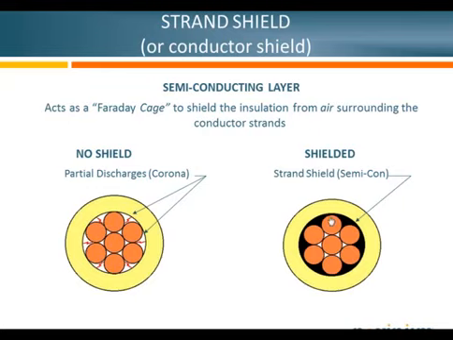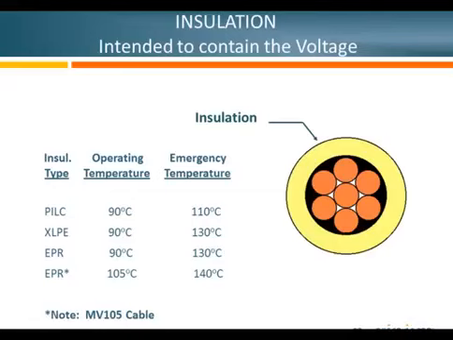So what the strand shielding does is it fills in those air gaps around the conductor strands, and gives you a nice smooth surface for the insulation to bond to, so that there's no air voids between the insulation of the cable and the high voltage conductor strands on the inside. And therefore, with no air voids, you eliminate the potential discharges, or the partial discharges that occur at that interface.